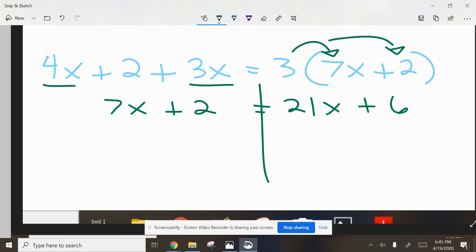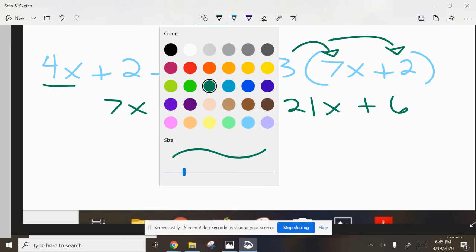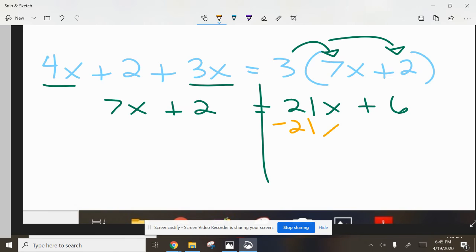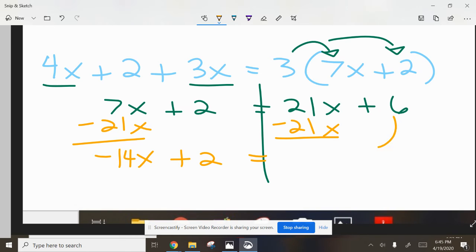Then what could you do from here? Could I now go letters to the left? Subtract 21x. I get negative 14x plus 2 equals 6. Now from there, could I subtract 2? Negative 14x, which is still fine, equals 4. Now I'm going to move this over here on the side. I'm going to kind of squeeze it right here.